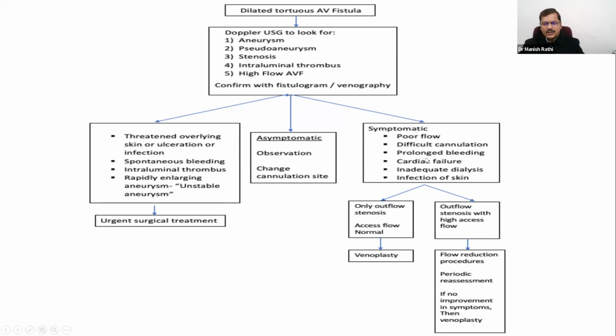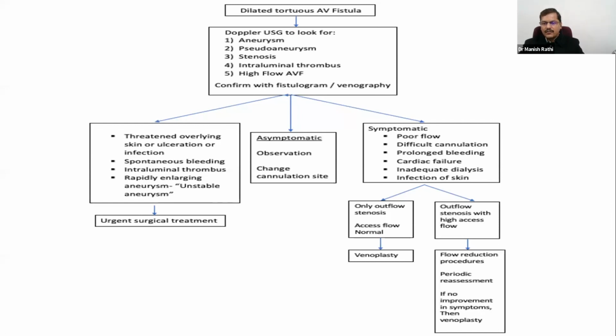And in a symptomatic patient, with the symptoms which I have discussed earlier, you assess fistula flow in addition to your venography. Now there can be two conditions. There can be isolated venous stenosis without a high flow fistula, then you can simply go ahead and do a venoplasty. However, if there is an outflow stenosis along with a high flow fistula, then please don't go ahead with venoplasty.